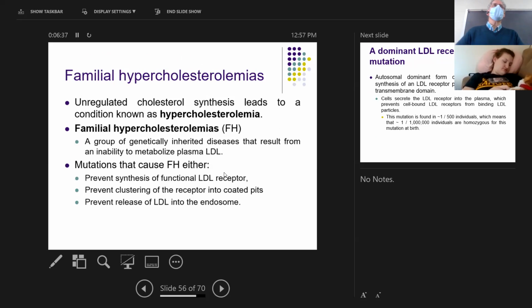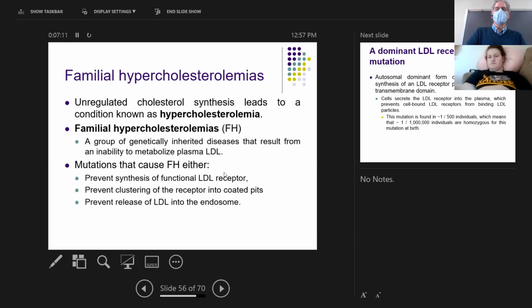So if you have mutations in adaptins, we saw one of those adaptins is called autosomal recessive hypercholesterolemia, ARH. Then there are mutations in the LDL receptor. Plenty of mutations have been mapped in the LDL receptor. These lead to genetically determined high serum levels of cholesterol. These are called familial hypercholesterolemias.